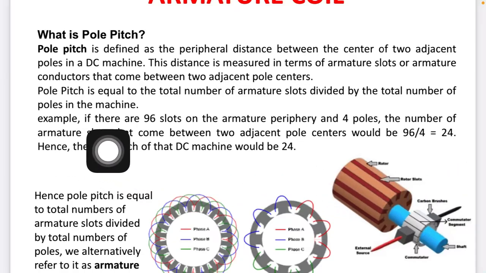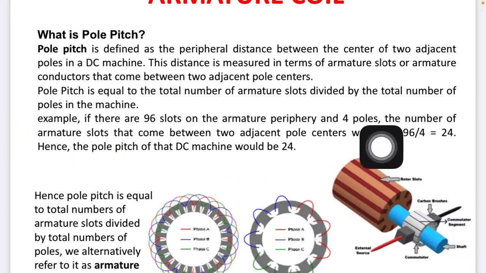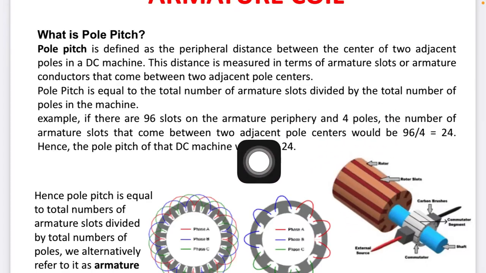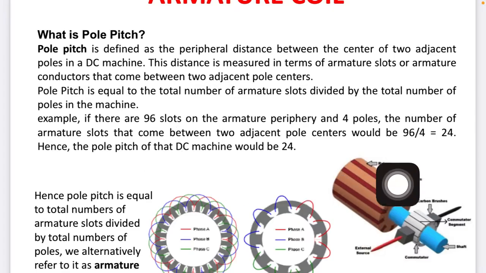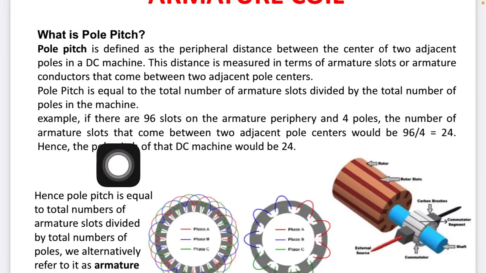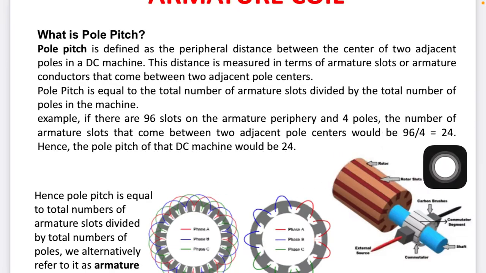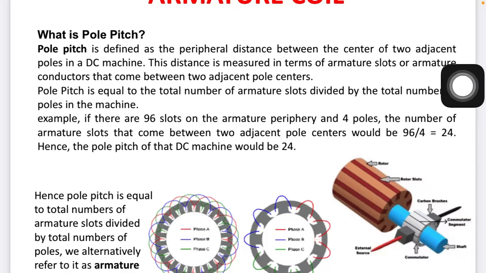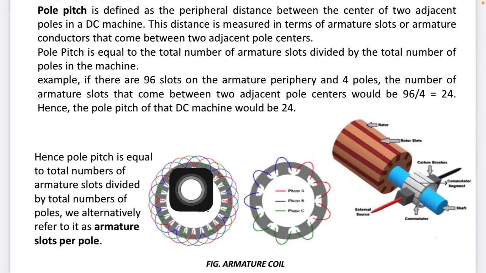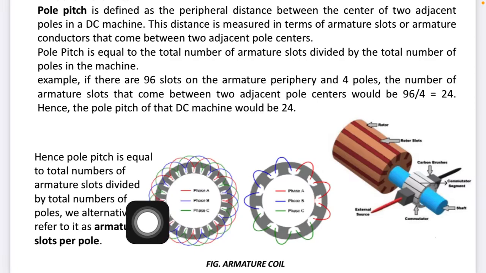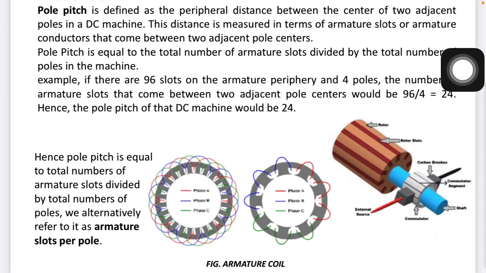For example, I repeat: if I have 96 slots on the armature periphery and a 4 pole machine, where the 4 poles are the field main poles and the 96 slots are on the armature, meaning the rotor, then the number of armature slots between two adjacent pole centers would be 96 by 4, meaning 24. So we can say my machine has a pole pitch of 24. The pole pitch is equal to the total number of armature slots divided by the total number of poles, which we alternatively refer to as the armature slots per pole.